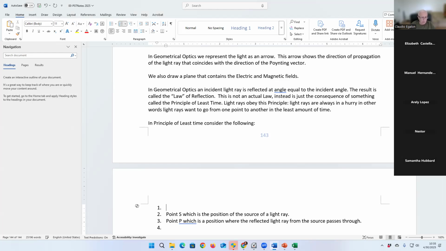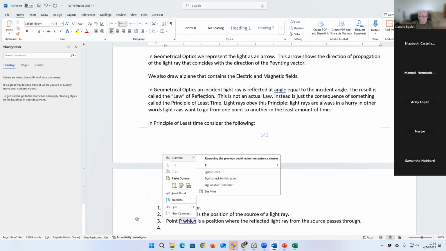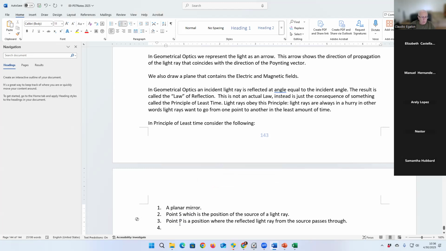Consider the following. There is one more thing here that I should have put first. Consider a mirror, a planar mirror. Point S, which is the position of the source of a light ray. Point P, which is a position where the reflected light ray from the source passes through.